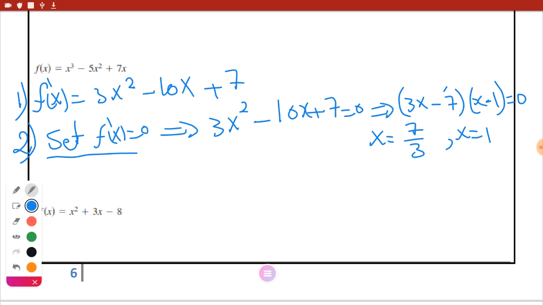What is the third step? Here, find the second derivative, which is 6x minus 10. I think it's so easy now. You have become experienced enough, as we did many practices on this one. Here, how to use the second derivative?